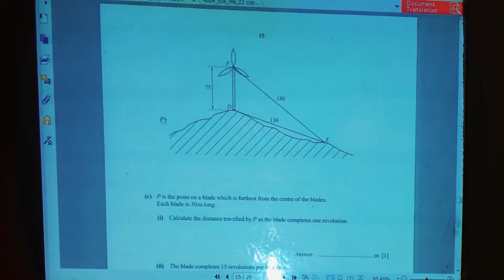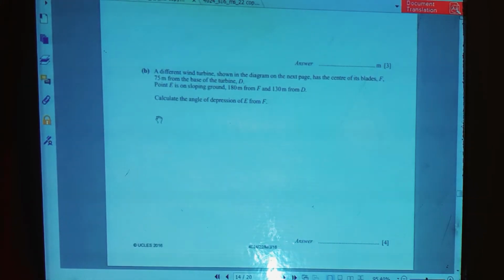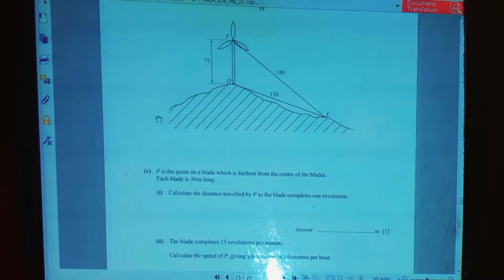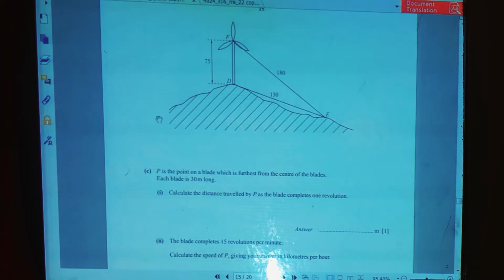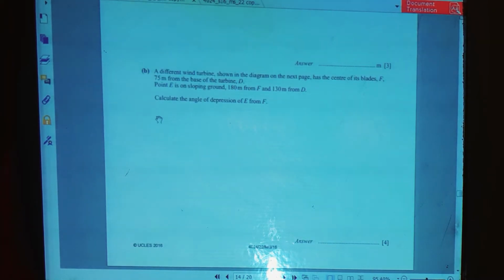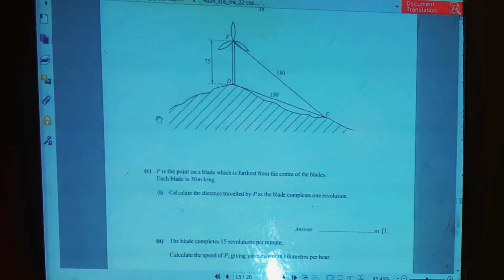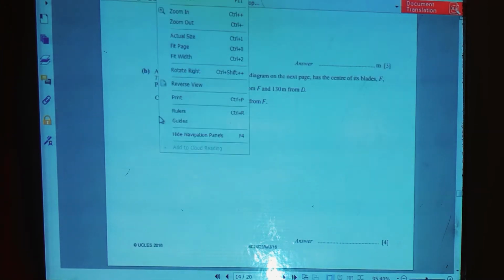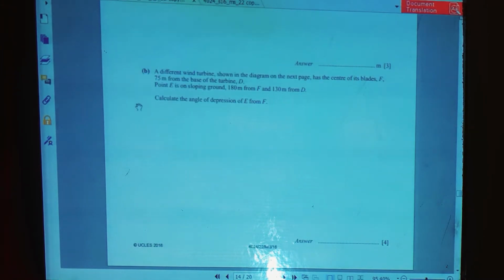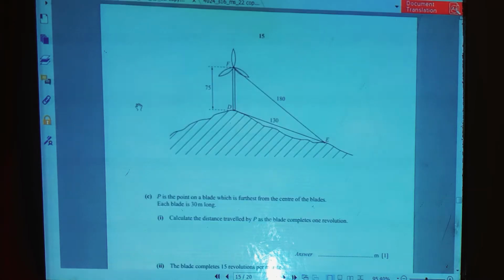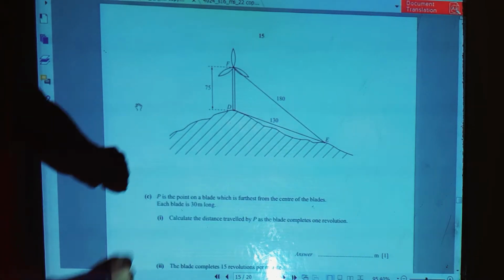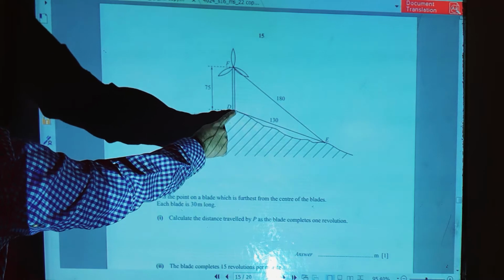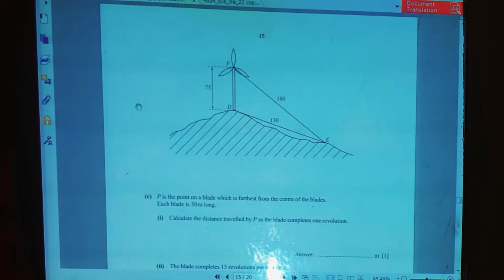In part number B of this question, this is a different wind turbine shown in the diagram on the next page. This is a wind turbine that has the center of its blades F. Well, the center of this turbine is F. You can see the center of the blade, 75 meter from base of the turbine D. So this center is 75 meter from base of the turbine, that is D.